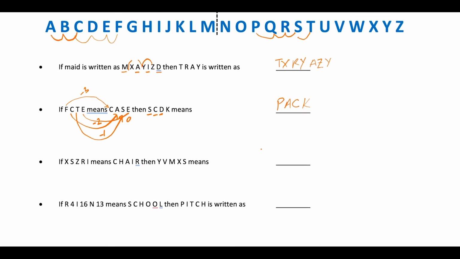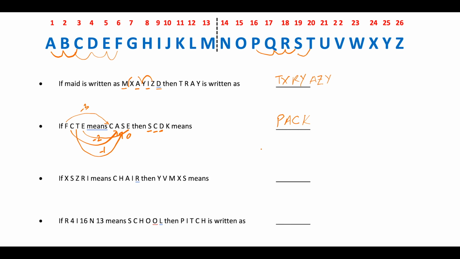Okay, moving on to the next one. So on this one, you've got X to C. Straight away again, I'm going to look for mirroring. There's X, 2 that way, and C, there's 2 that way. That's a mirroring. Okay.